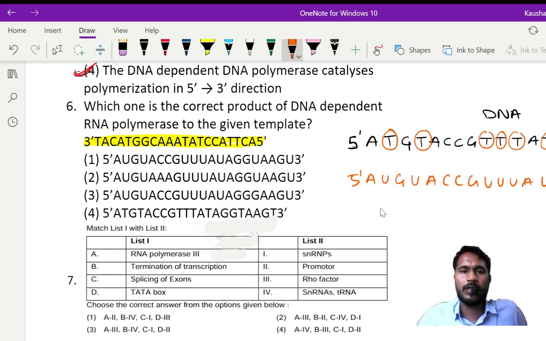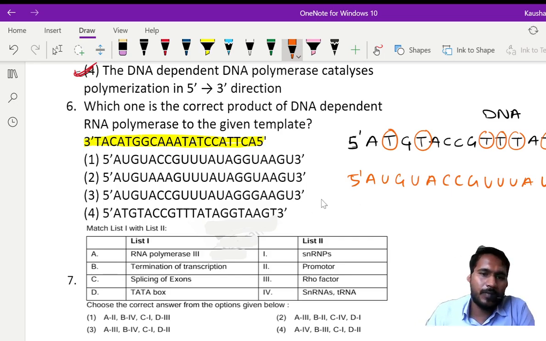3 prime. Okay, now you find the answer. Whatever matches with it, you can find it. G G A U. G double C. Okay, this is your answer. The first option is your answer. You have to match by yourself.